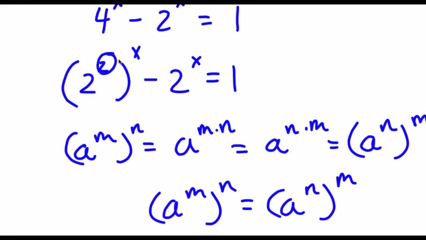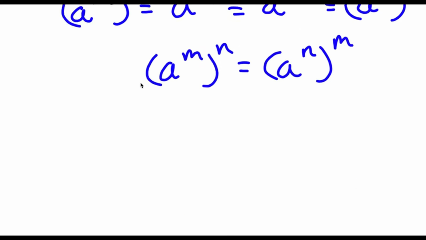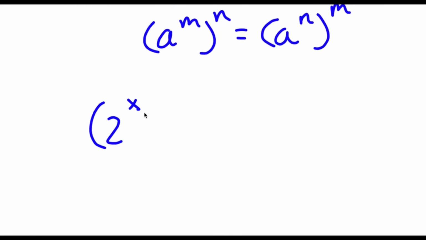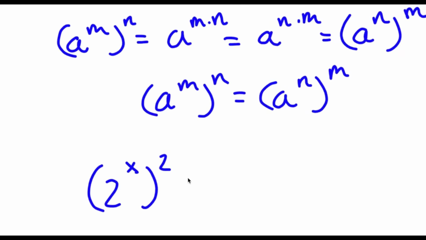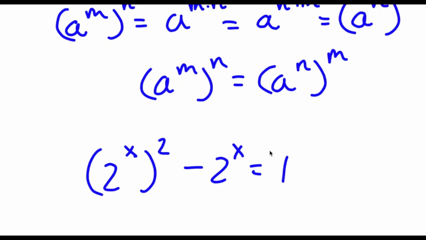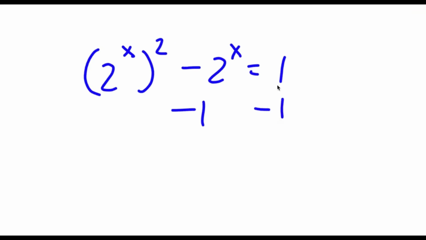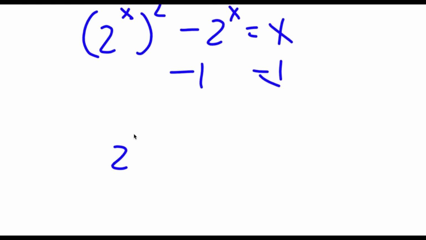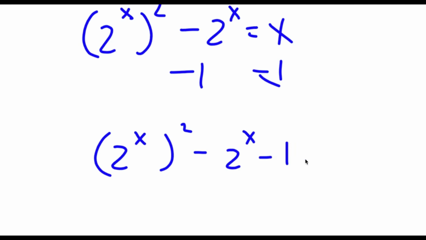So in this case, we can think of 2 as m and x as n. So now if I switch these two places, I get 2 to the power of x to the power of 2. Now I have minus 2 to the power of x is equal to 1. So now I'm going to subtract both sides by 1. These two cancel out. Now I'm left with 2 to the power of x to the power of 2 minus 2 to the power of x minus 1 is equal to 0.